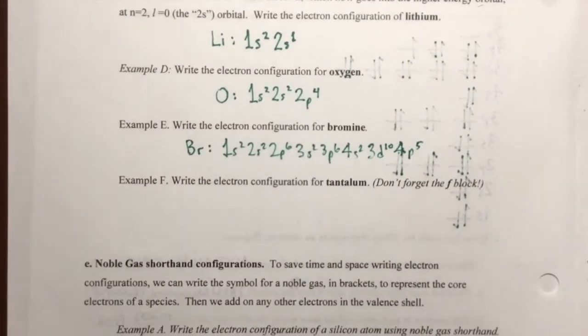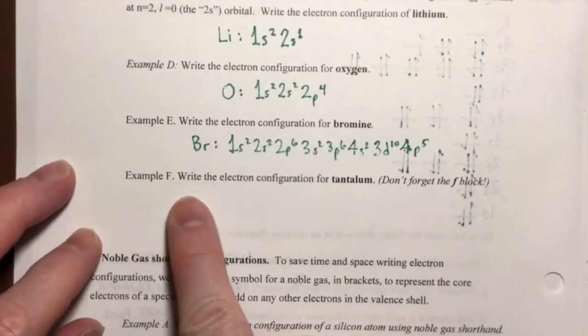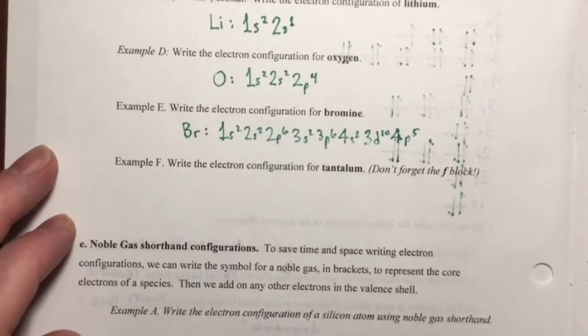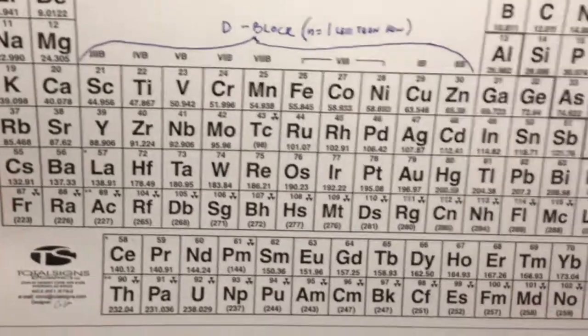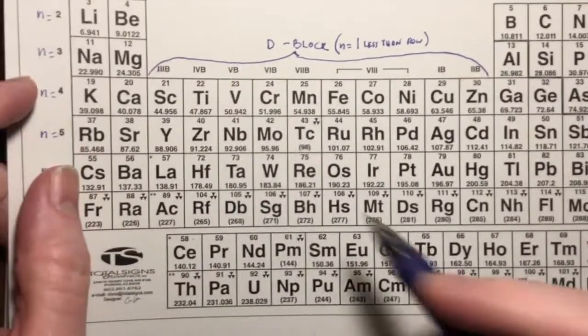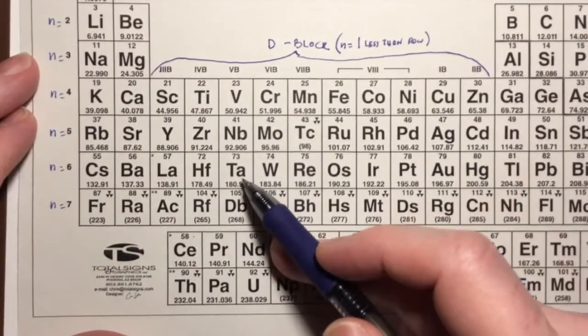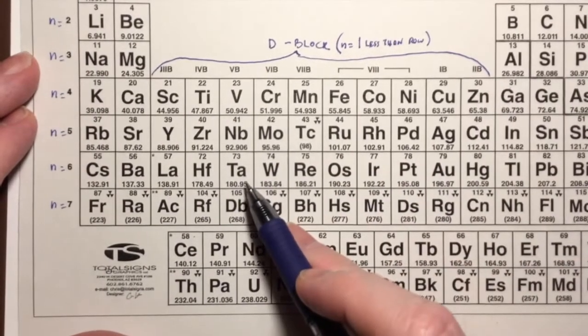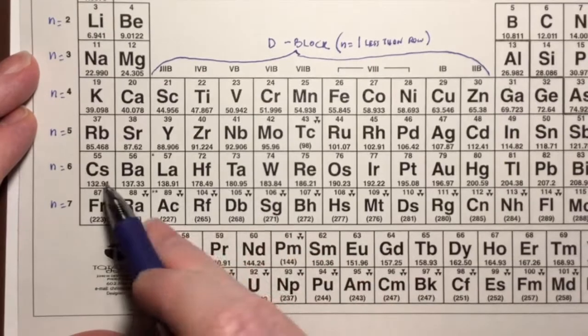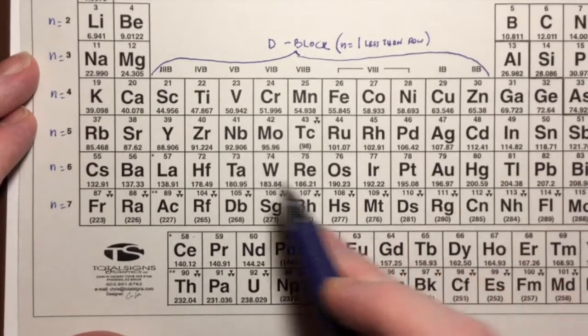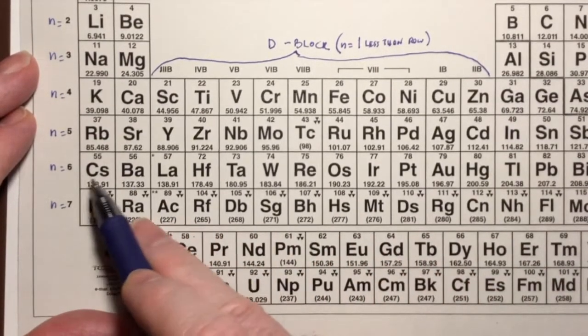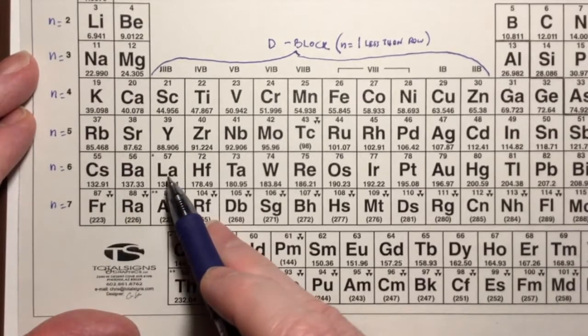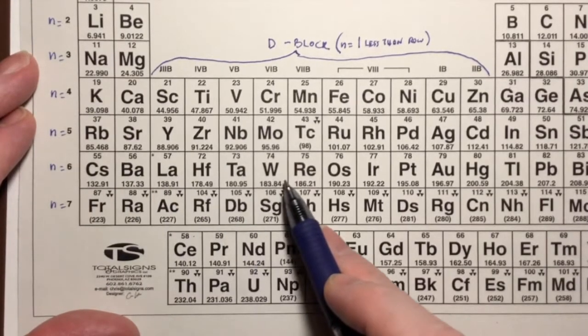Okay. All right, that brings us down to example F. Now we're going to do tantalum. So tantalum is right here. So I want to remind you that D block electrons have an n value that is 1 less than their row. So this is the 6s, and this would be the 5d, right?